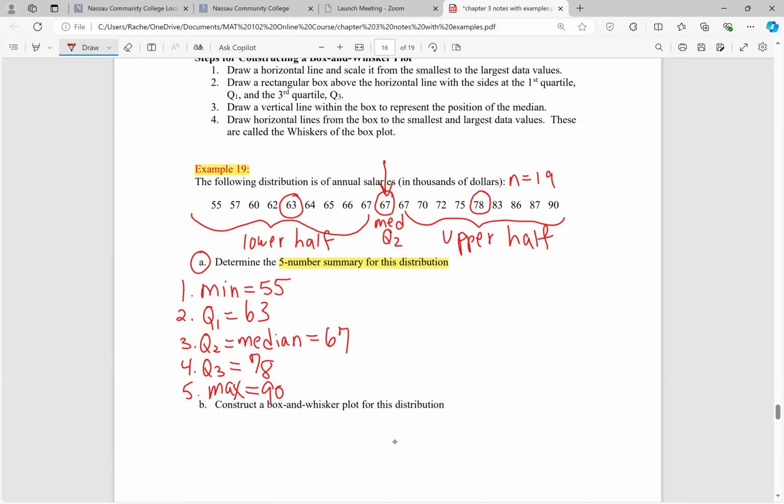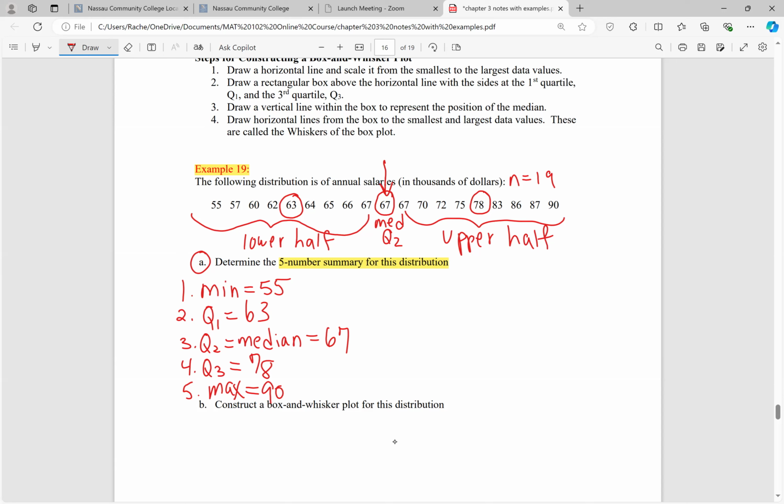In addition to this 5-number summary, it's nice to make a picture out of it, which is called a box and whisker plot. But before we do that, I want to show you how to make your life easier and find the 5-number summary in the calculator. So going forward, you don't have to do it by hand. Honestly, it's tedious if you have to order them first and then find Q1, Q2, Q3. Going forward, I want you to use the calculator to get your 5-number summary.